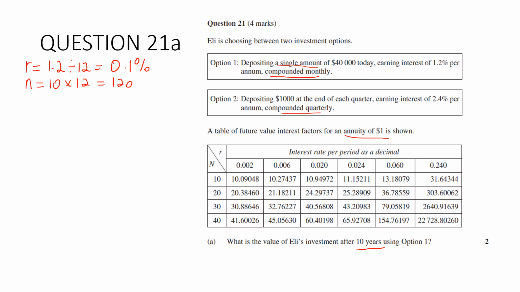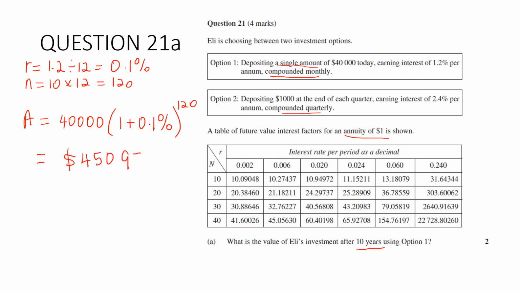So A is going to be equal to, he's investing $40,000, 1 plus 0.1% interest to the power of 120, equals 40,000 times 1.001 to the power of 120, which is 47,097.17.